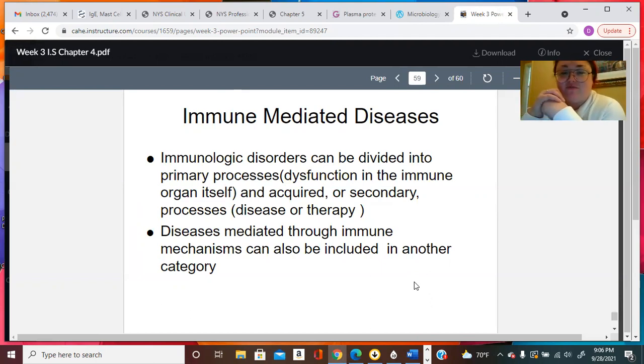We're going to go through examples of what that means, but therapy can also give you this sort of secondary-like disease as well, because as we've talked about in the past, therapy is used for good things. There are pros to therapy, but there are usually consequences to long-term therapy as well. So diseases mediated through immune mechanisms can also be included in another category. That means there's overlap here, which, like I said, is sort of the theme of this entire course: overlap, exceptions, caveats, whatnot. So we will get into these immune-mediated diseases as time progresses.